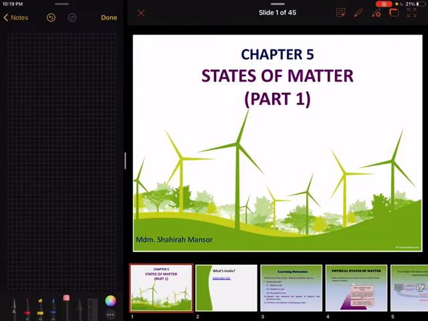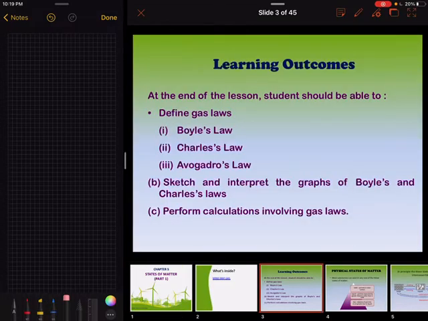Okay, we will continue with chapter 5, states of matter. So basically in states of matter, kita akan cover 3 major subtopics, iaitu gas, liquid and solid. For the first part sekarang ni kita akan cover dahulu untuk gas. Untuk gas, kita akan cover the main 3 gas laws, iaitu Boyle's law, Charles' law and Avogadro's law.